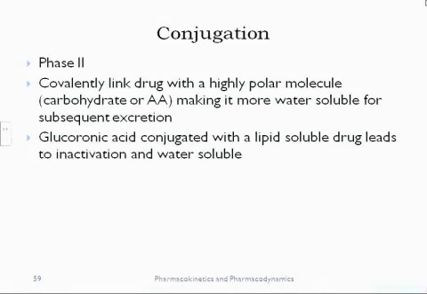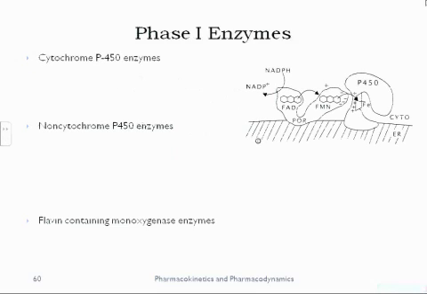Conjugation, which is a very important phase, which is phase 2, is a covalent linking of the highly polar molecule groups, such as carbohydrates and amino acids, and it makes the molecule much more water-soluble. Glucuronic acid conjugates with a lipid-soluble agent, leading to inactivation and a water-soluble byproduct as a consequence. So these are the phase 1 enzymes that are broken down. These are the ones that you have to think about. You have the cytochrome P450, the non-cytochrome P450, and the flavin-containing monooxygenase enzymes.